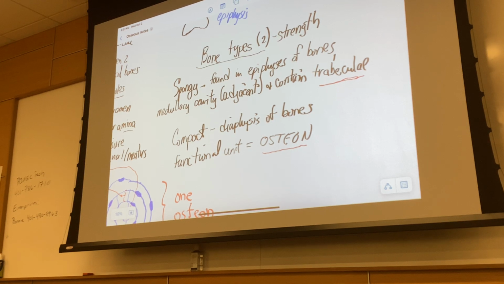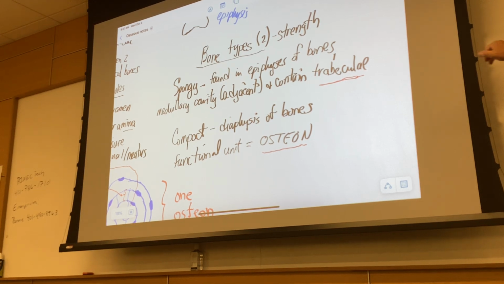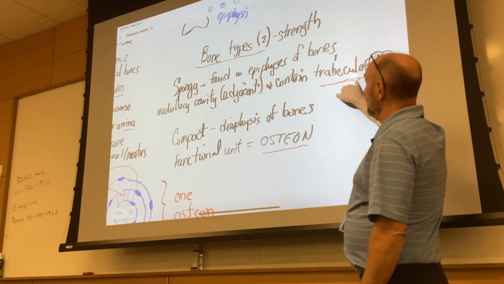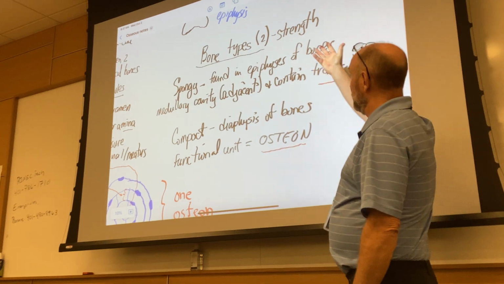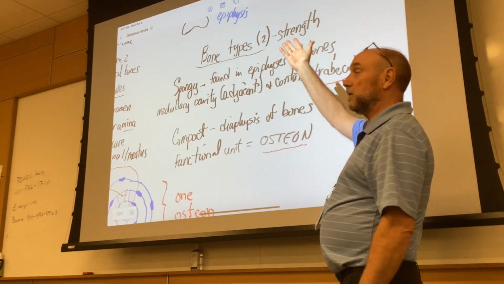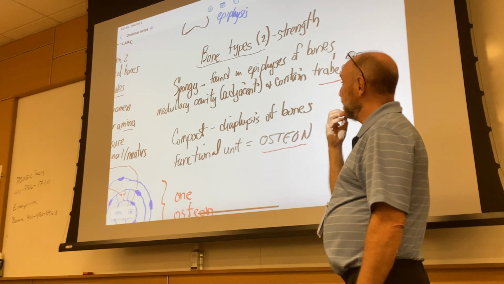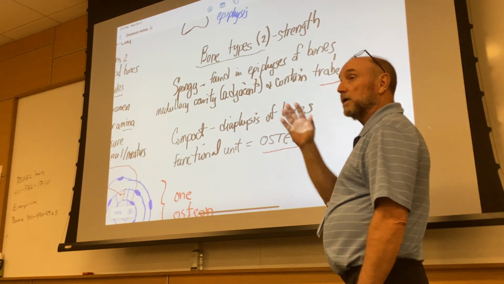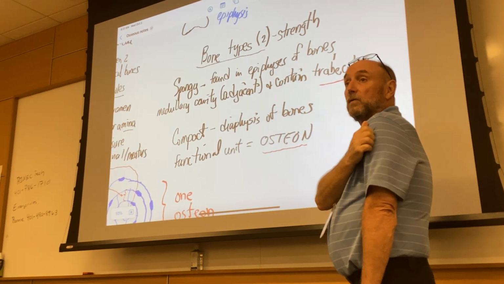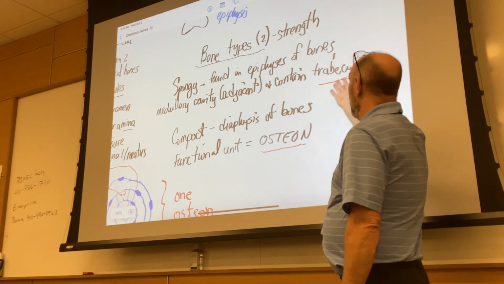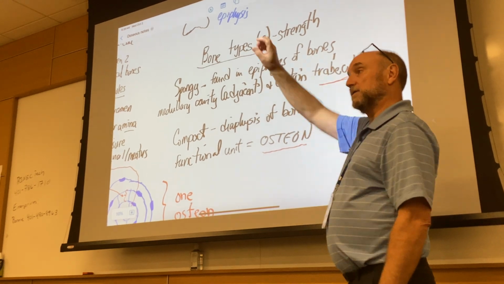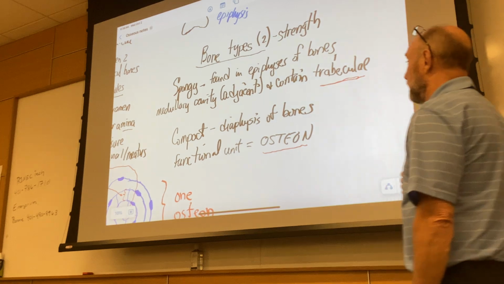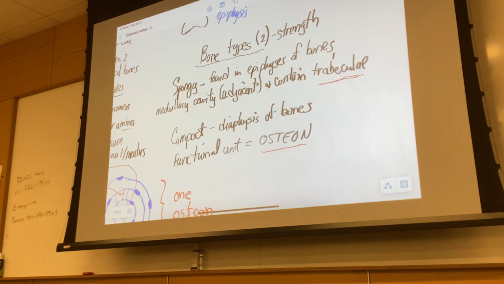The major structure of the spongy bone is these things called trabeculae. You tend to find spongy bone in epiphyses of long bones, adjacent to the medullary cavity, and regardless of where the spongy bone is, it's based on trabeculae, and these are intricate webs of structures.